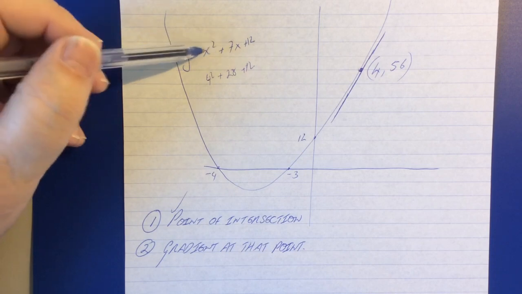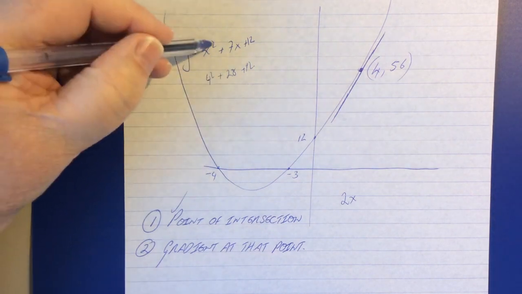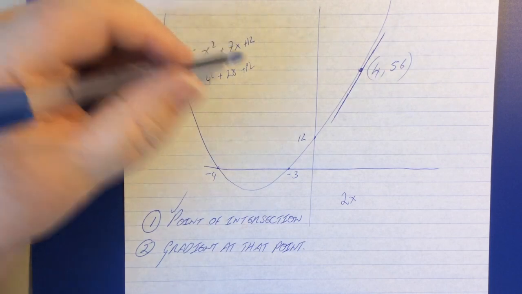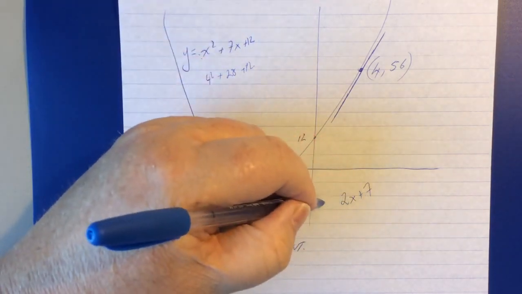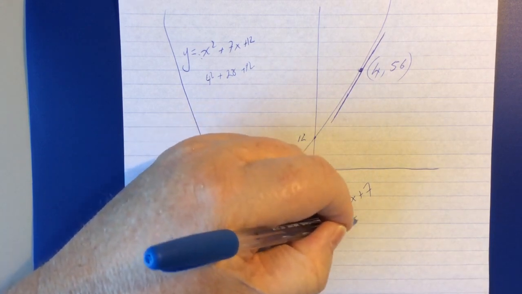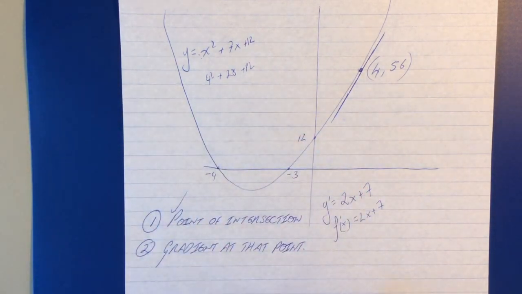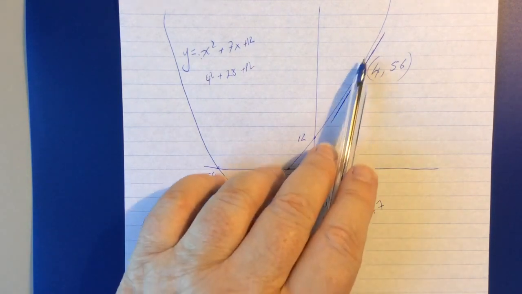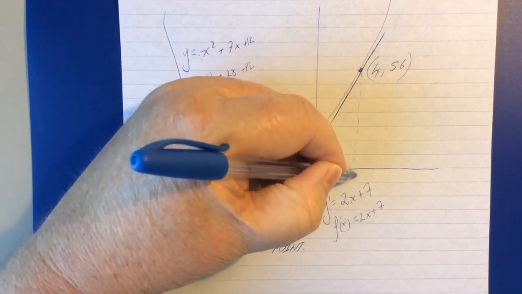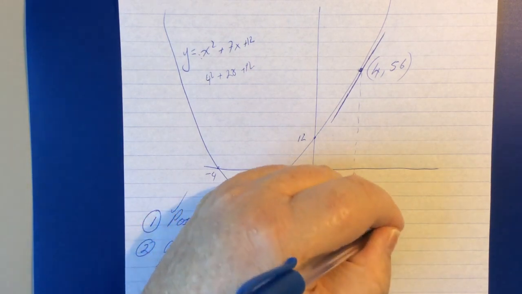So that means that we have to differentiate this function here. The differential of x squared is 2x. Bring the 2 down, subtract 1 from the power, plus 7. So that is y prime, or f prime x, which equals 2x plus 7. Okay, right. In order to find the gradient of this curve at that point, all we do is put the value 4 into it. We get 2 times 4 plus 7, which equals 15.